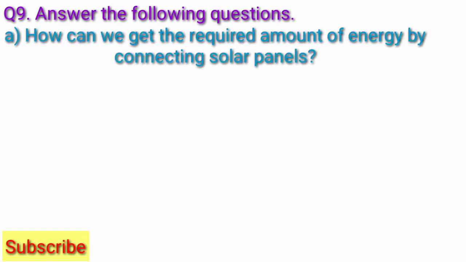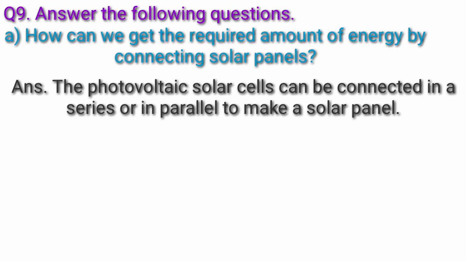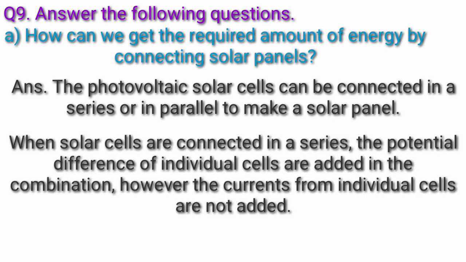A. How can we get the required amount of energy by connecting solar panels? Answer. The photovoltaic solar cells can be connected in series or in parallel to make a solar panel. When solar cells are connected in series, the potential differences of individual cells are added in the combination. However, the currents from individual cells are not added.